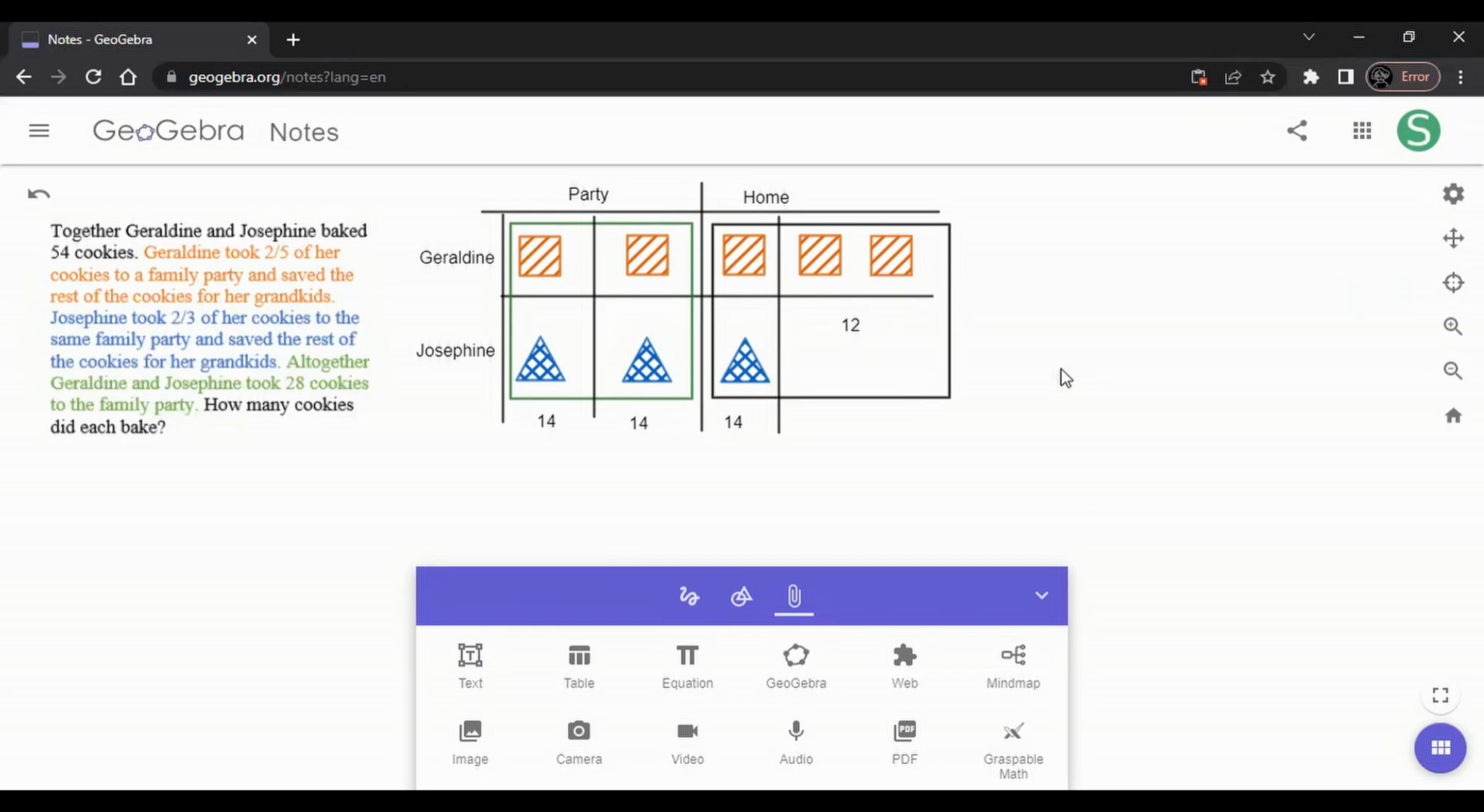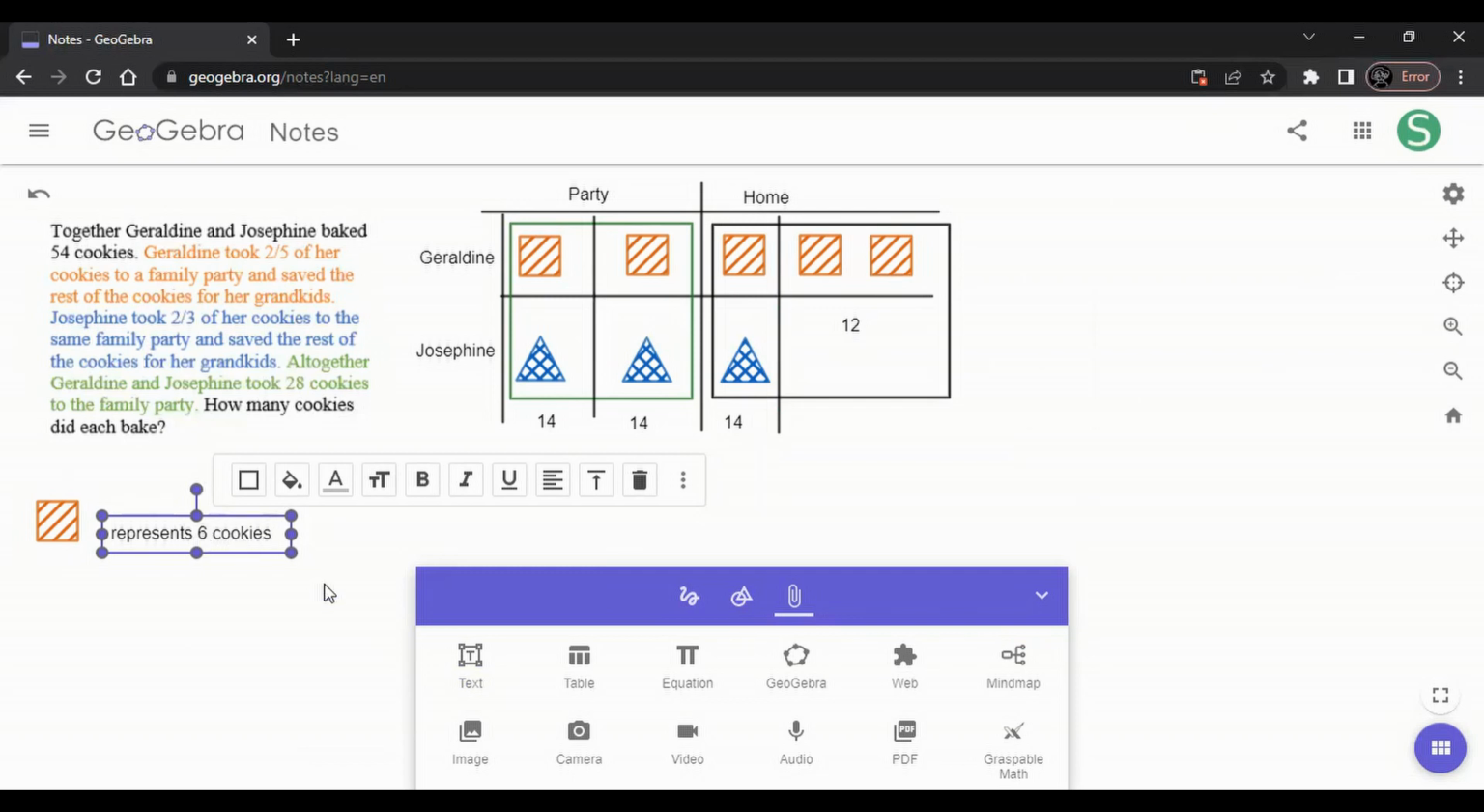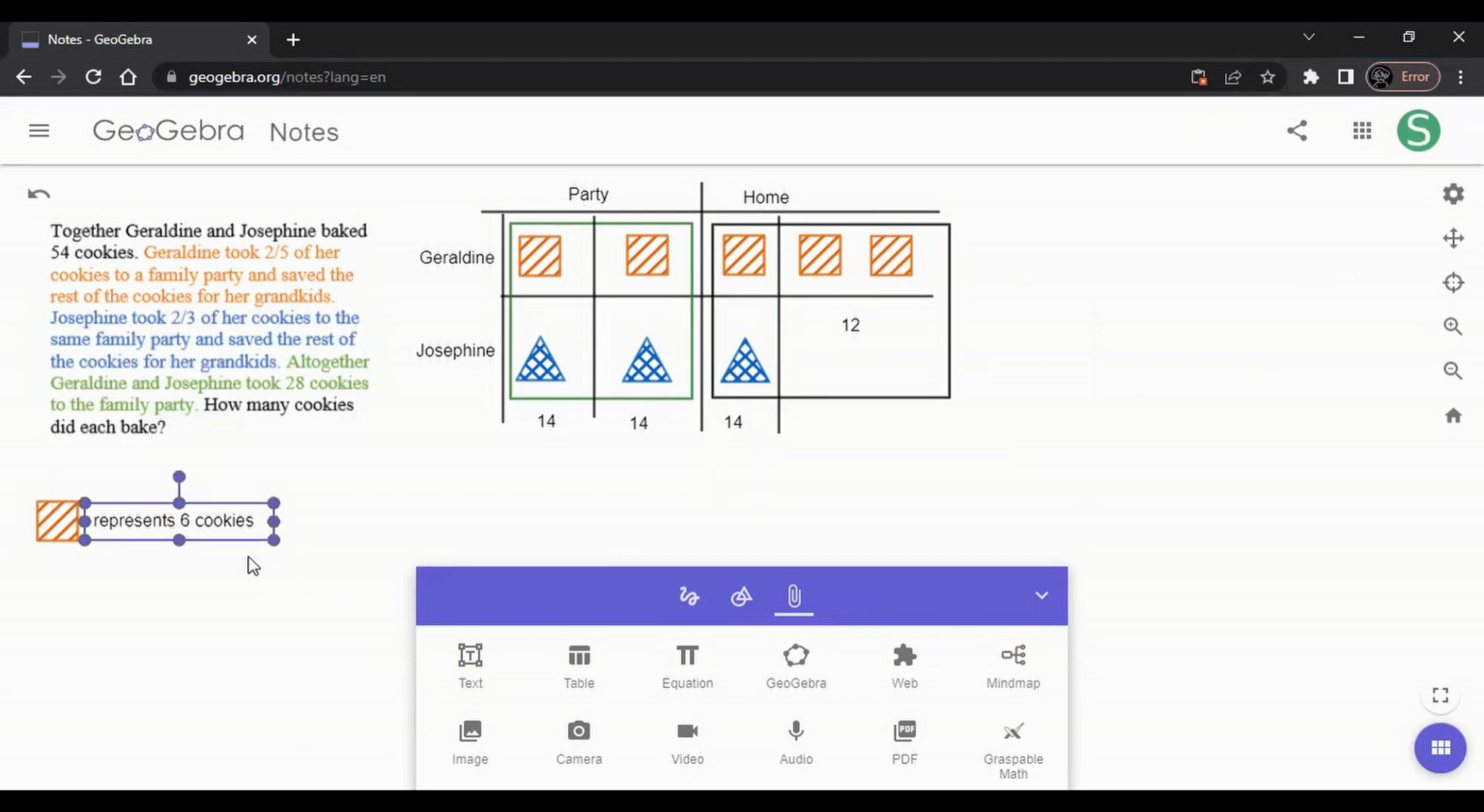Now that we have that information, we can tell that if two squares represent 12 cookies, one square should represent 6 cookies. And now we know the value of one square. Take one of these, and since this is very important information, put it at the bottom and write its value. One square represents 6 cookies.